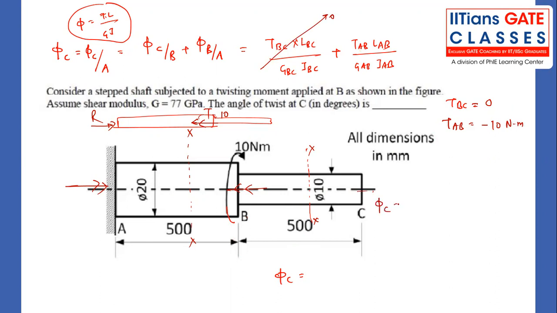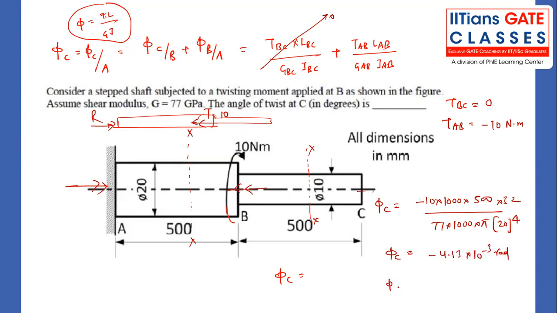So phi will be what? T_AB is minus 10 into 1000, L is 500, divided by G, which is 77 into 1000, into pi d power 4 divided by 32. When you calculate, you will get the answer in radians. So you will get minus 4.13 into 10 power minus 3 radian.